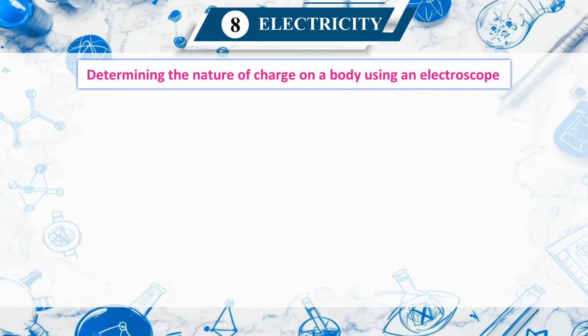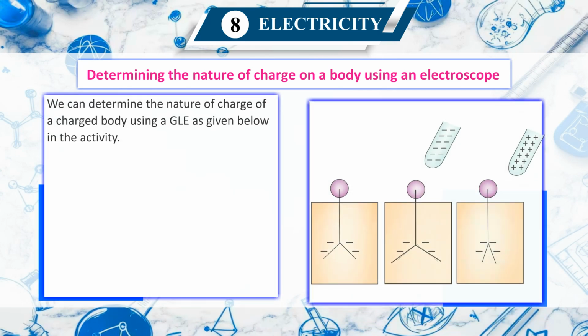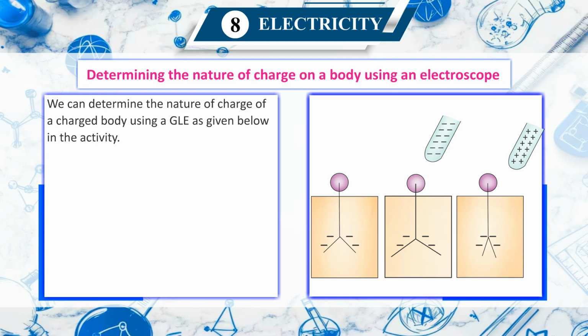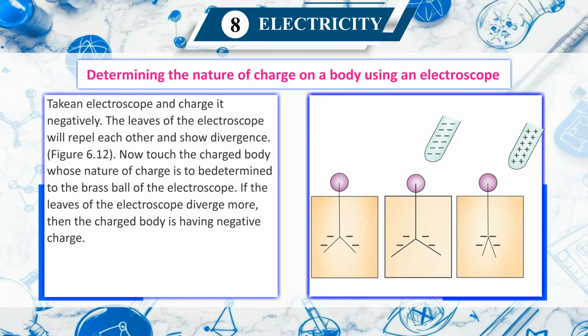Determining the nature of charge on a body using an electroscope. We can determine the nature of charge of a charged body using a GLE as given below in the activity. Take an electroscope and charge it negatively. The leaves of the electroscope will repel each other and show divergence.